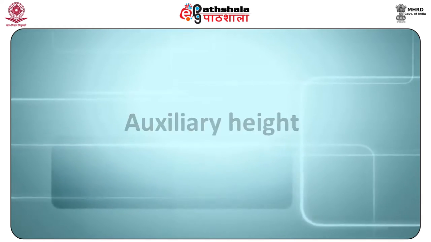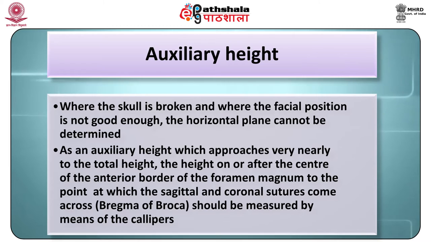Auxiliary height. In case the skull is broken, as previously mentioned, or the facial portion is not good enough, the horizontal plane cannot be determined. As an auxiliary height which approaches very nearly to the total height, the height from the center of the anterior border of the foramen magnum to the point at which the sagittal and coronal sutures meet, that is the bregma, should be measured by means of the calipers.